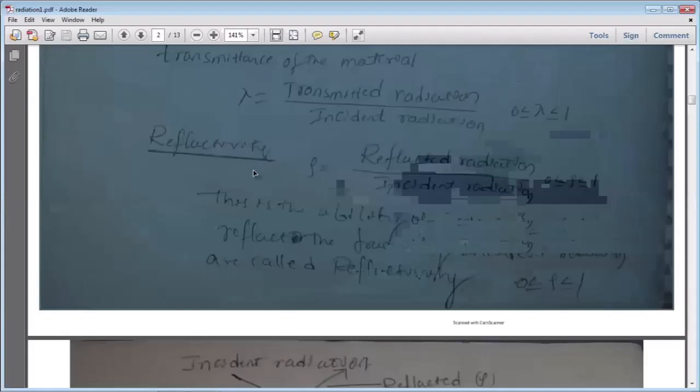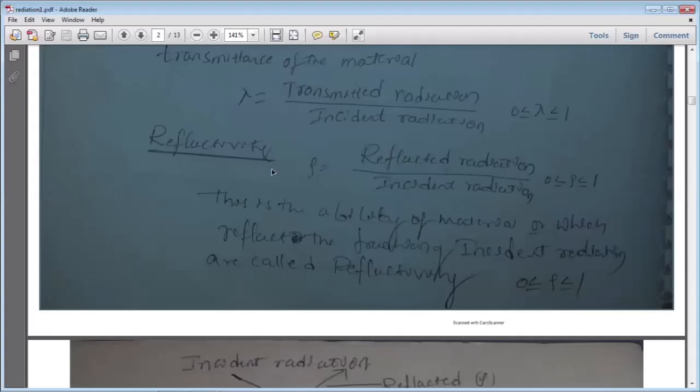Then reflectivity. Whenever the incident radiation falls on the material, how much amount of the incident radiation is reflected back to the environment? That is called reflectivity. Rho is nothing but the reflected radiation divided by the incident radiation. It varies in the range of 0 less than rho less than 1. The ability of the material to reflect a fraction of incident radiation is called the reflectivity. The range of reflectivity is 0 to 1.